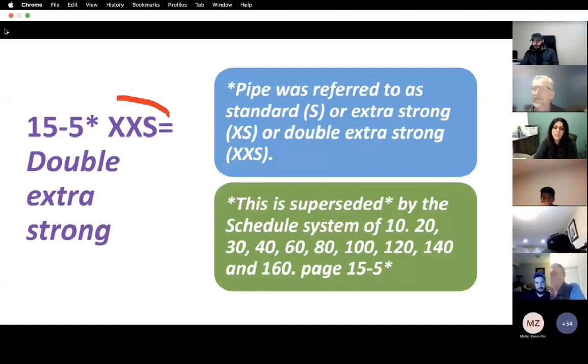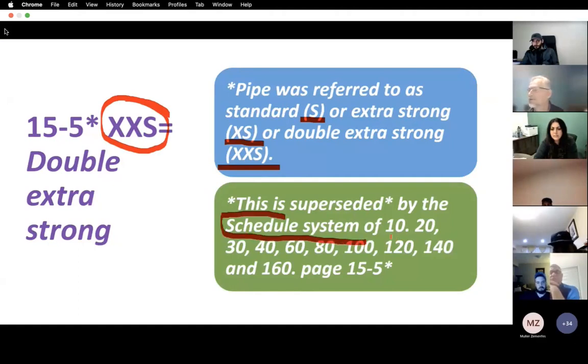Old system: standard, extra strong, or double extra strong pipe thickness, meaning thick. We have a new system called schedule. And you'll see piping from 10 to 20 to 40 to 60. Which one is equivalent to standard? Schedule 40. Schedule 40, correct.